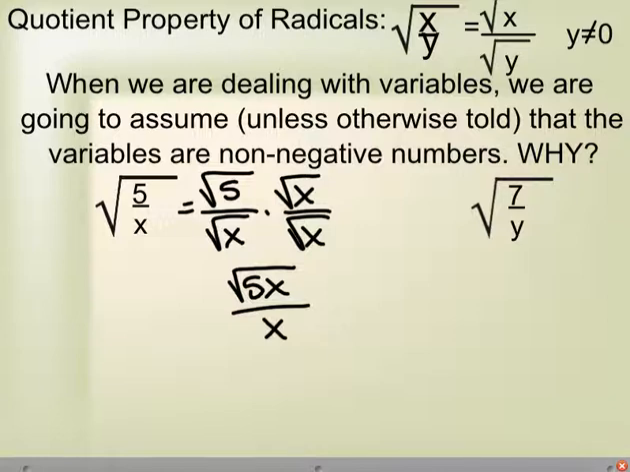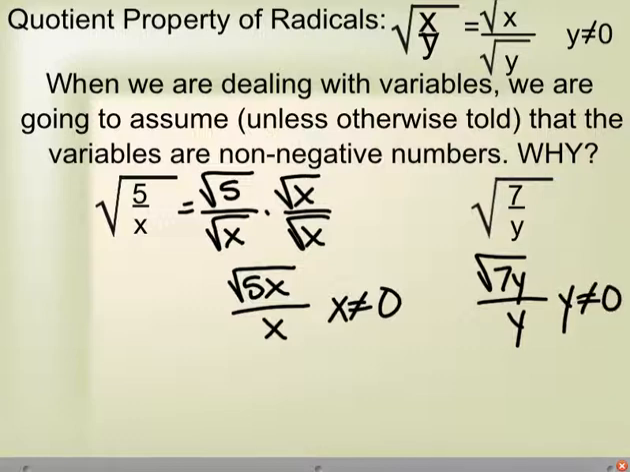So root x times root x is just x. And the second one over here, you can try it on your own, but you should get an answer of root 7y over y. Now, in each of these, since there's a variable in the denominator, we should exclude some different values. So x can't be 0, y can't be 0.